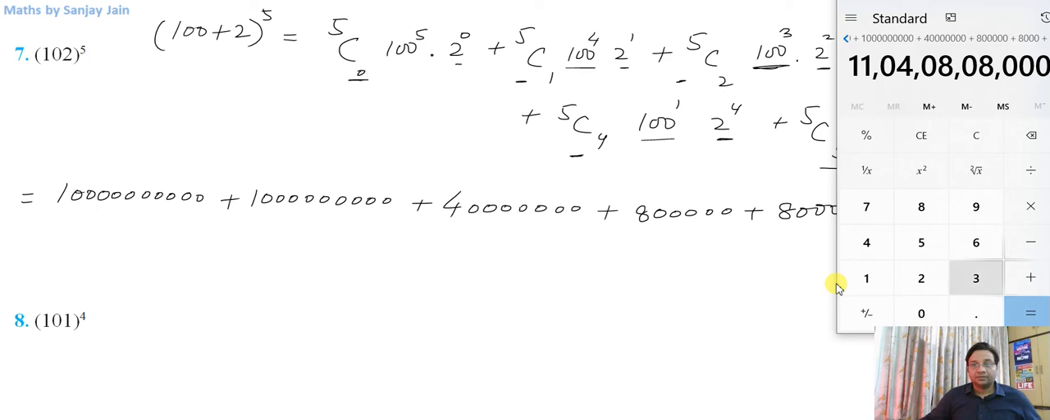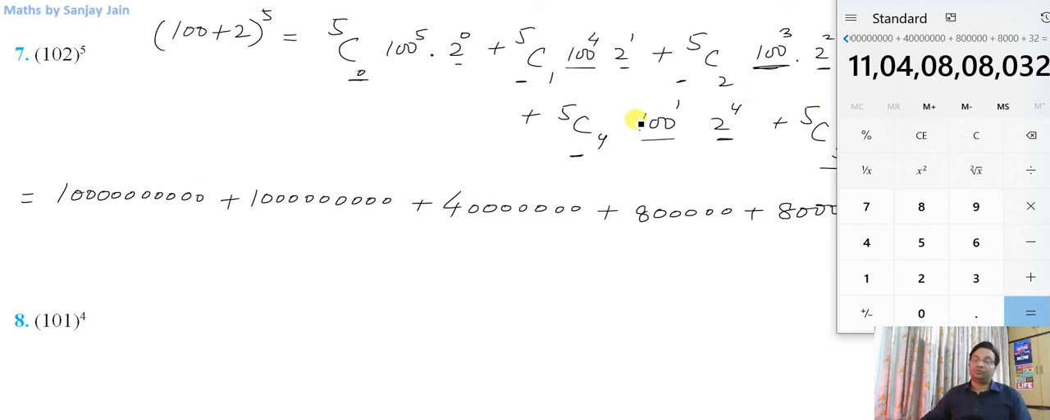plus, what was the last term? 2 raised to power 5, right? 32. Equals, this should be the result, 1104, right? What you see on this calculator, this is your final result.